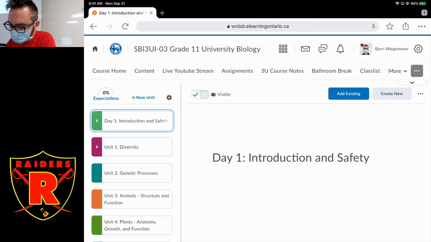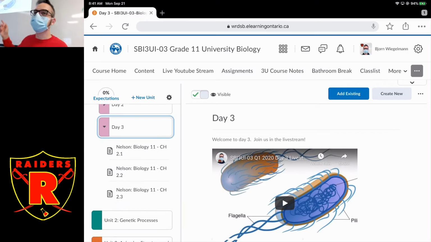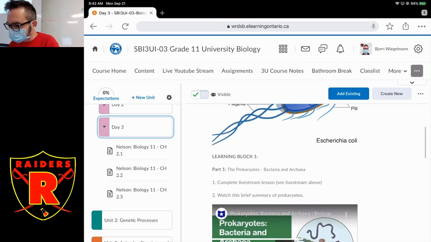We're on day 3 of diversity. Note that any textbook chapters you need, if you're at home and the online textbook isn't working, I still haven't heard back from Nelson, which is annoying, but all of the textbook chapters are posted right there. Same thing for you guys if you don't have your textbook or don't want to take it out. They're all there. We're going to start by talking about prokaryotes.